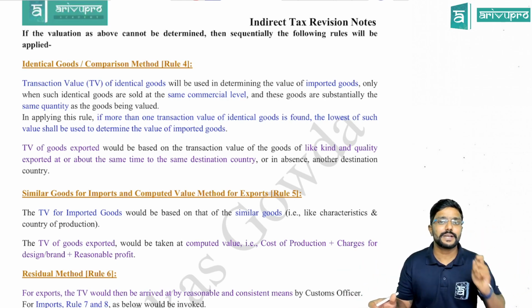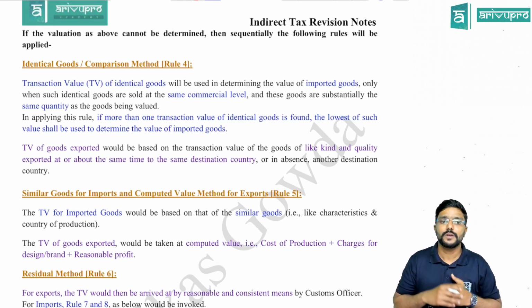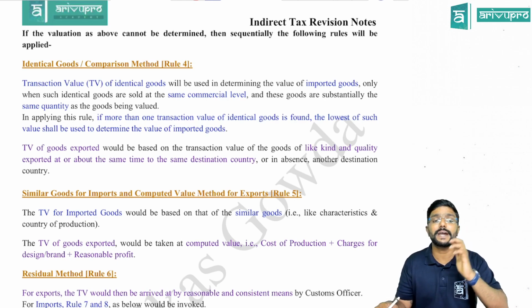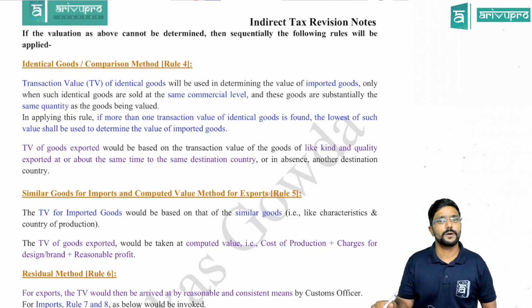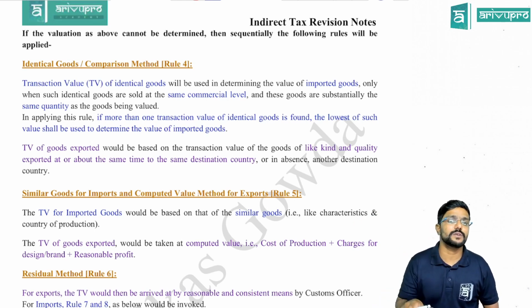In that case, the transaction value of that identical goods will be used in determining the value of the imported goods only when such identical goods are sold at the same commercial level, that is at the same quantity. If more than one transaction value is available, then take whichever is lower.